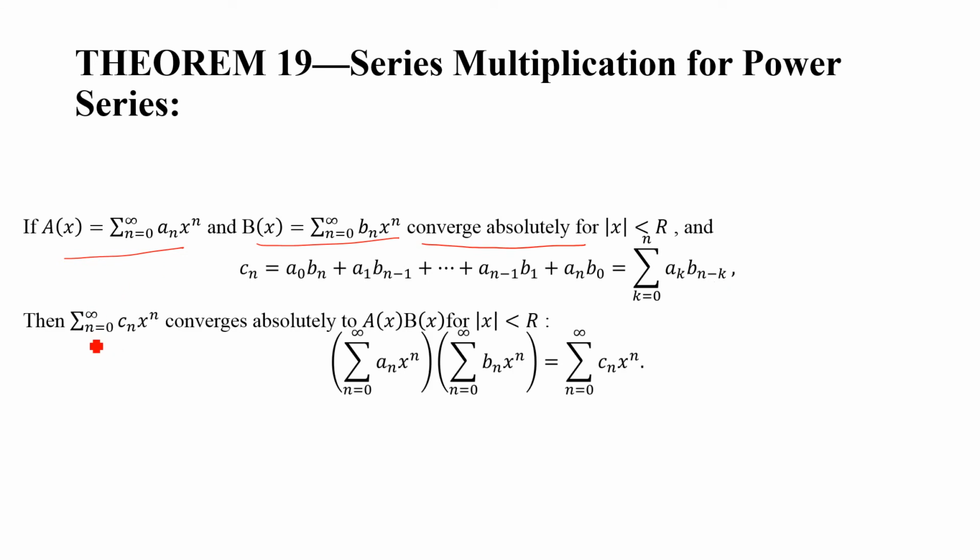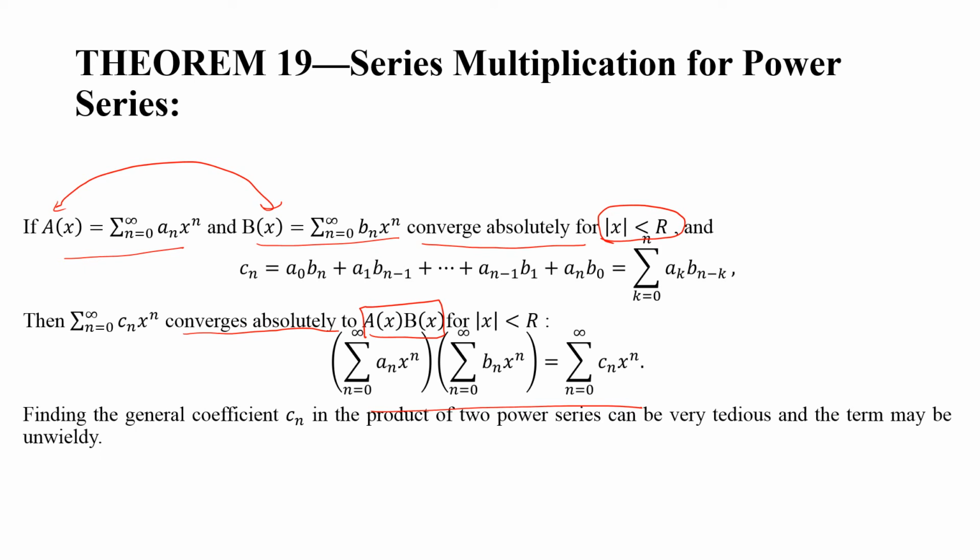Then we have a series sigma c_n x^n which also converges absolutely to A(x) B(x). That is the product of the sums of these two series for the same region of convergence, |x| < r, and it can be written in this form. You can verify these tests with the help of examples.